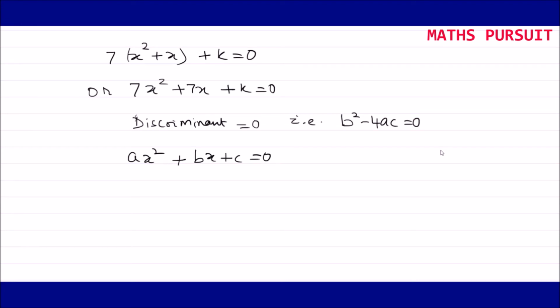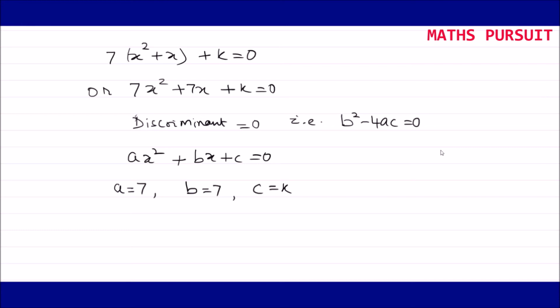Now let us extract the a, b, c values from the equation that we got, that is 7x to the power 2 plus 7x plus k is equal to 0. So from that equation I could find out a is equal to 7, b is equal to 7 and c is equal to k. So guys, you could see how easily we are able to extract the values of a, b, c from the equation.